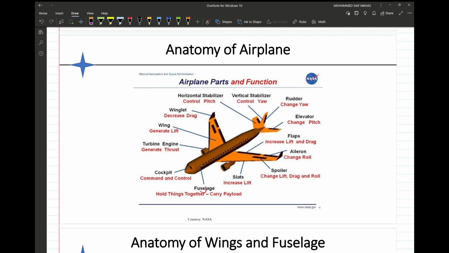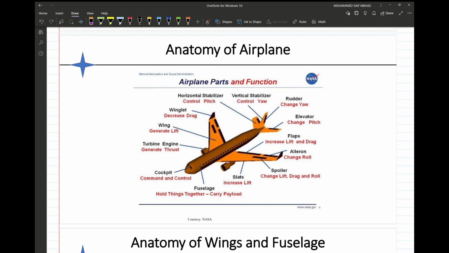The parts that control the yaw are mainly here in the tail, the vertical stabilizer and the rudder. There is the elevator, which controls the pitch. We also have some parts that affect the pitch. And on the wing we have flaps, ailerons, and spoilers. Spoilers, flaps, and slats have to do with lift and drag, to either increase the lift or increase the drag. Also, we have ailerons to change the roll.